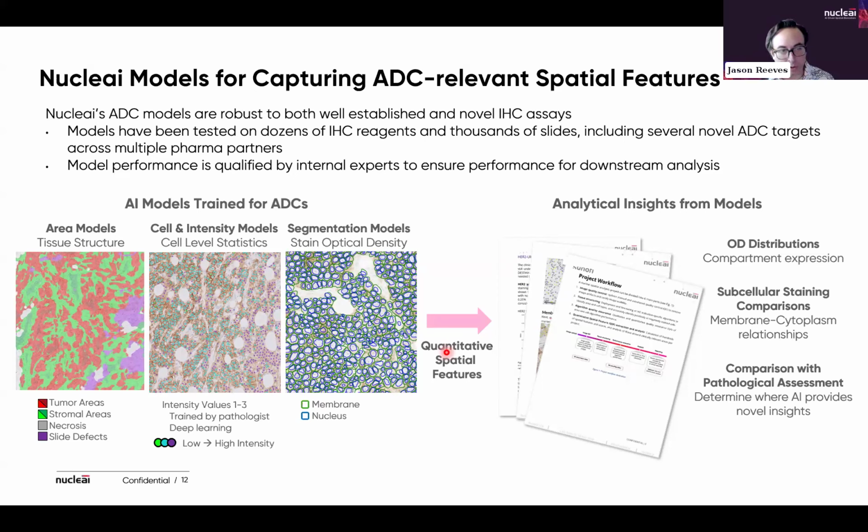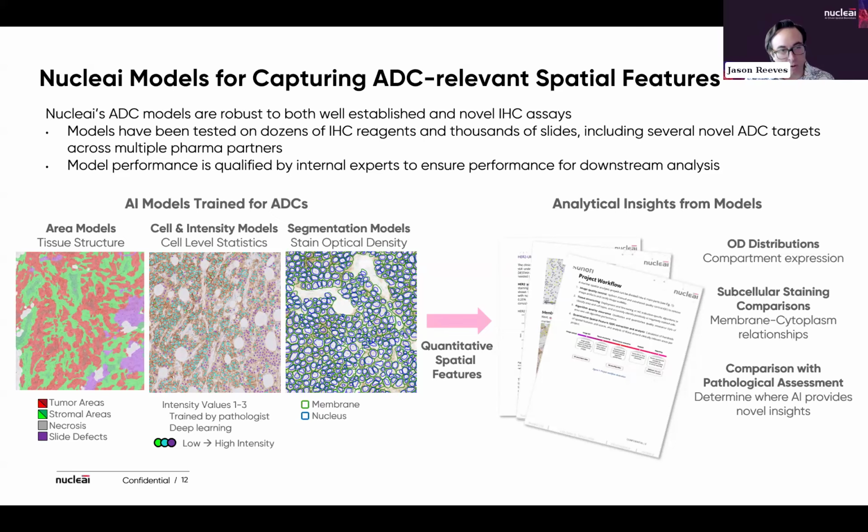After these models are deployed, we allow you to access the data through our integrated viewer. We calculate our quantitative spatial features. And as I mentioned, we'll do a deep dive with all of our pharma sponsors to make sure that we are really driving to the hypothesis that's being validated with the project. These can include things such as comparing OD distributions, subcellular staining relationships, or comparison with pathological assessments, where we provide external pathology review of both the model and scoring of the tissue with and without assistance from that model.